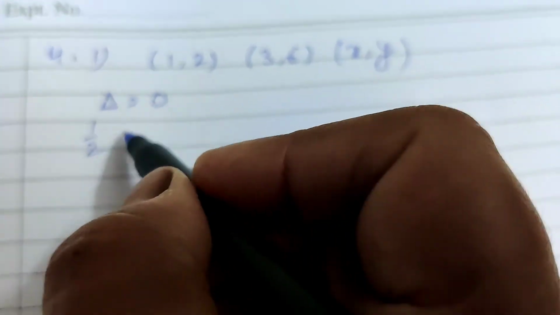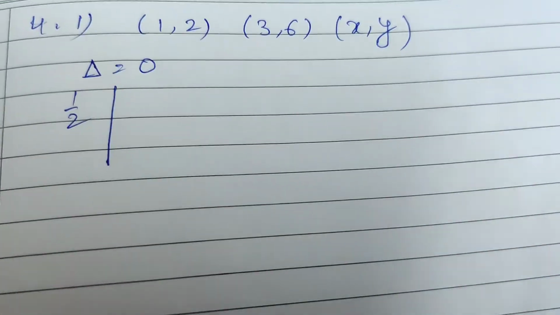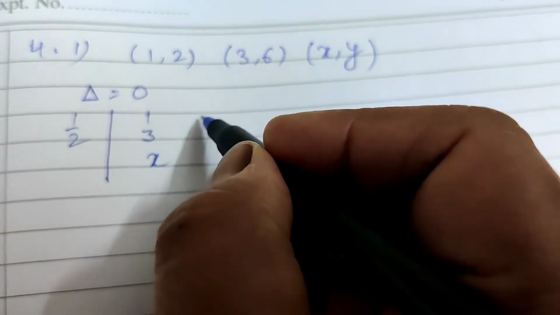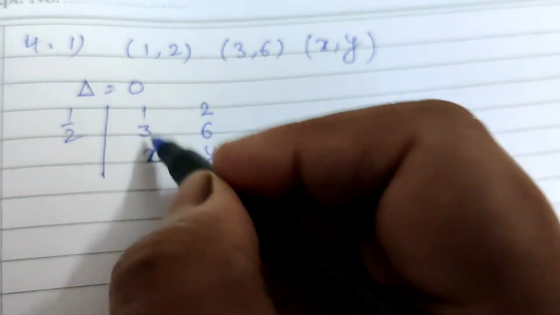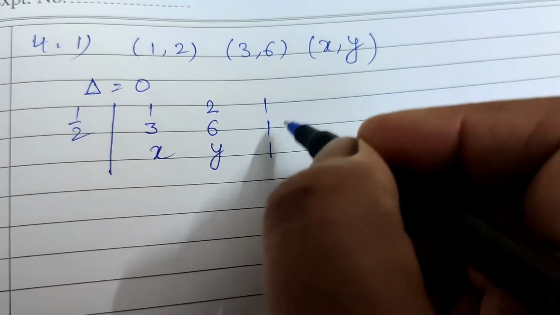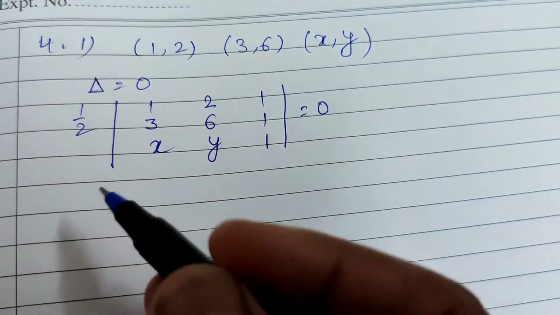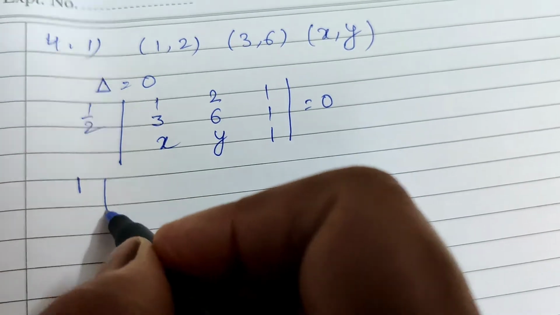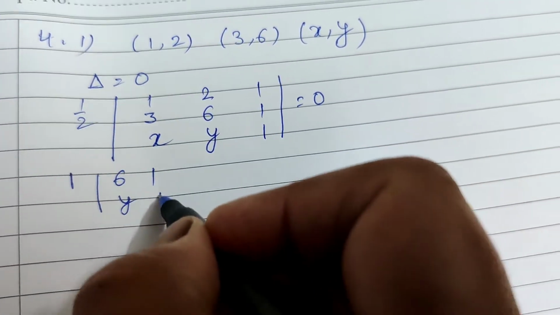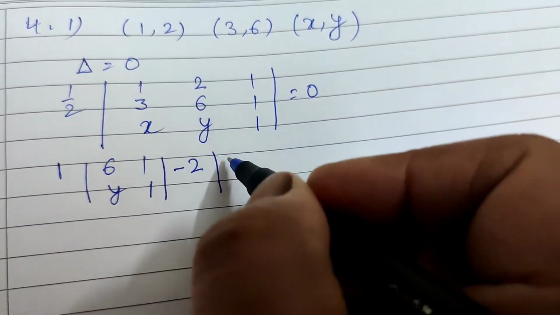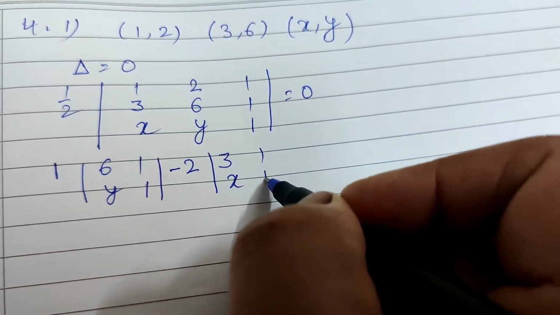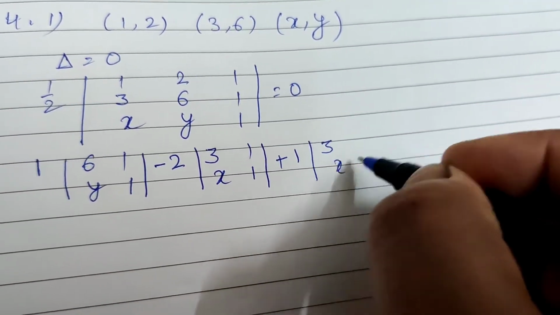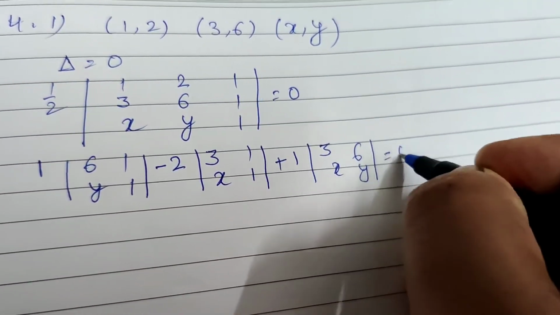The formula of area of triangle, determinant 1, 2, 1, 3, 6, 1, x, y, 1, with x coordinate, y coordinate and the constant 1, equal to 0. Now half equal to 0, we can just take 1, the determinant 6, 1, y, 1, minus 2, 3, x, 1, and the third one 1, 3, 6, x, y equal to 0.